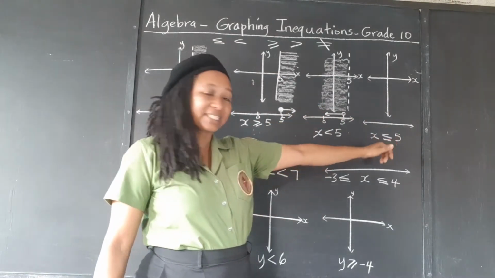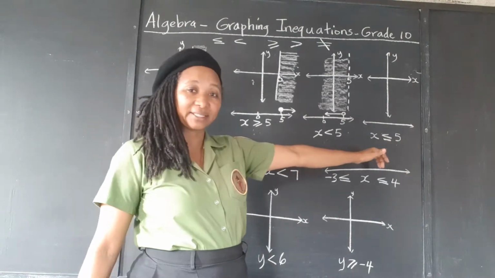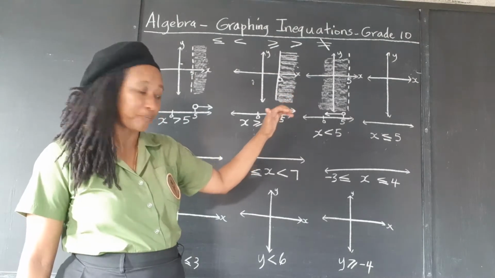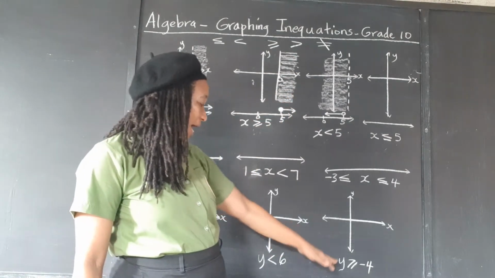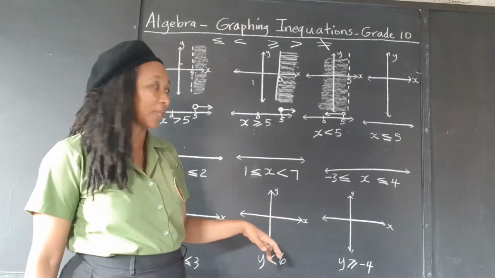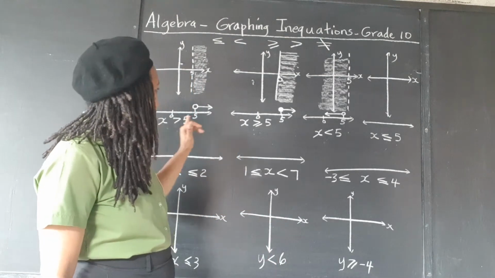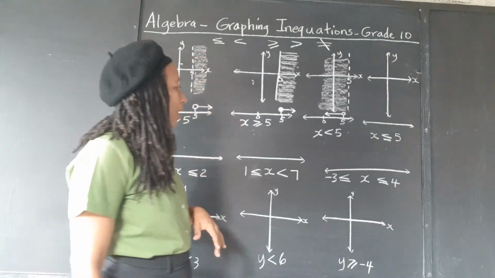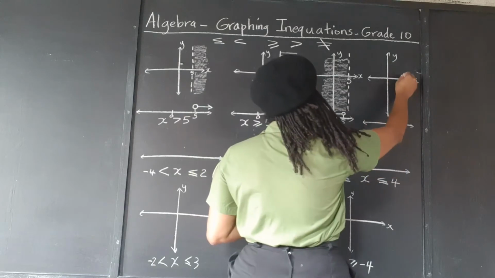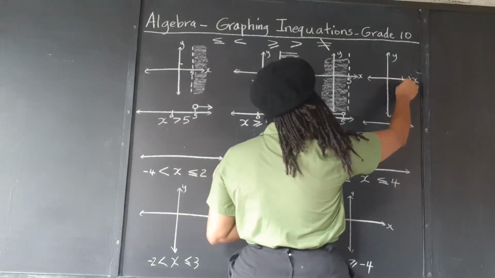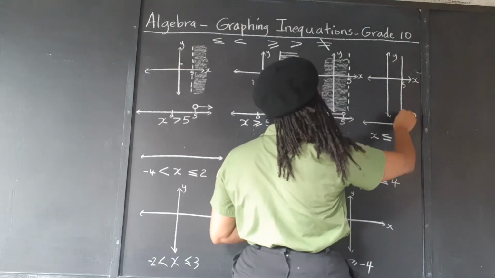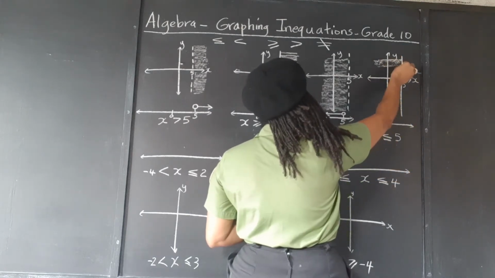For x is greater than or equal to 5, remember these are x's, so the line is cutting through the x-axis. When we're doing the y, you're going to see the line will cut the y-axis. So all of these are x, we're focusing on the x-axis. Alright, so for x is less than or equal to 5, again here is 5. Less than or equal to, so it's a straight line. It's not broken. And we shade to the left because it's less.